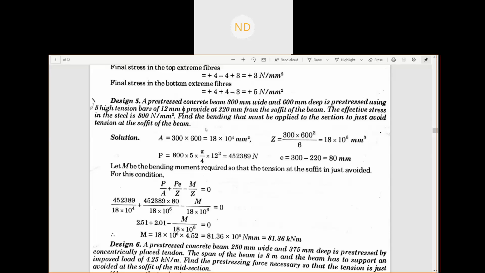A pre-stressed concrete beam, 300 mm wide and 600 mm deep, is pre-stressed using 5 high-tension bars of 12 mm dia provided at 220 mm from the soffit of the beam. The effective stress in steel is 800 Newton per mm square. Find the bending moment that must be applied to the section to just avoid tension at the soffit of the beam. You know these things, like you have to calculate the area.